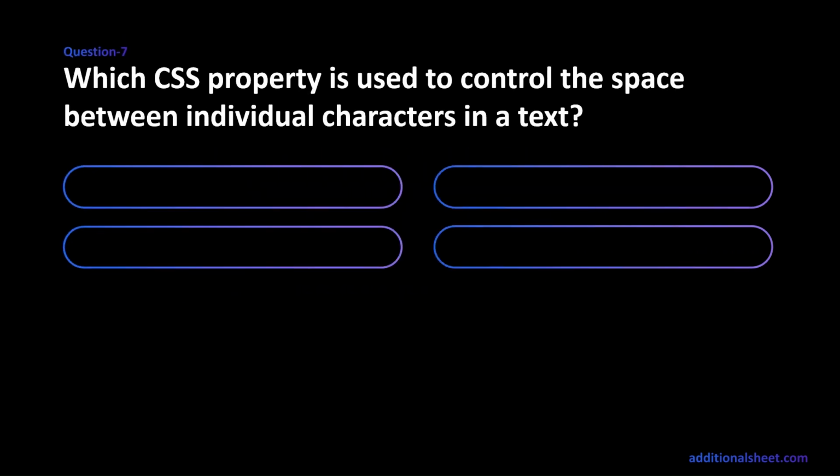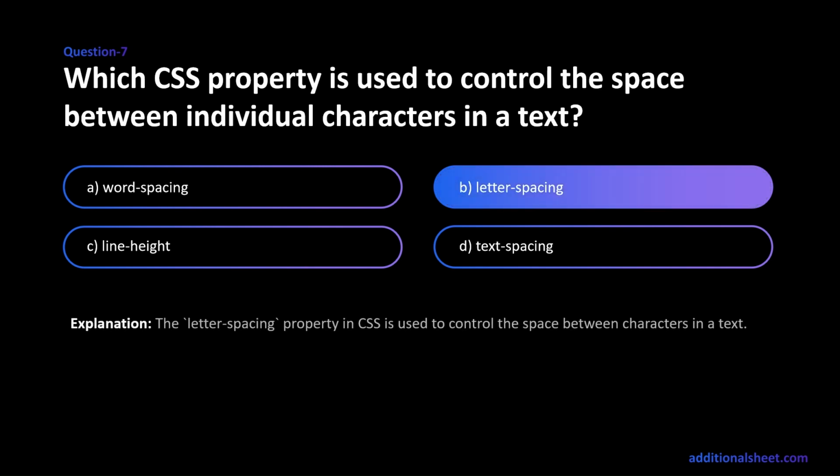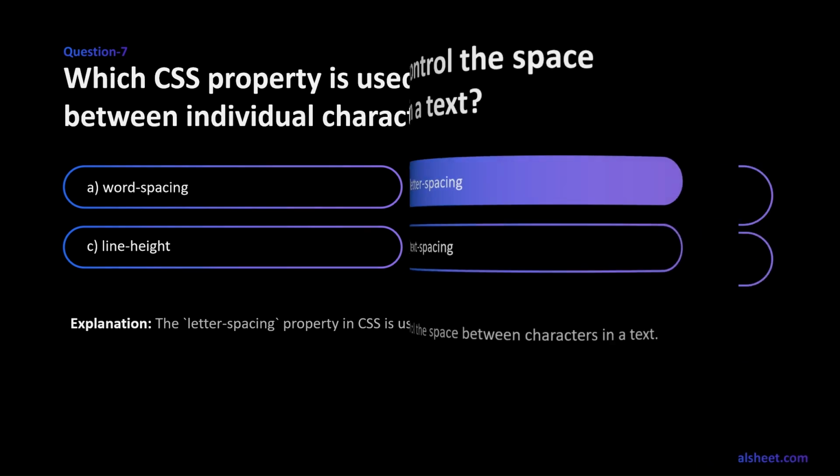Q7. Which CSS property is used to control the space between individual characters in a text? Options are A. Word spacing, B. Letter spacing, C. Line height, D. Text spacing. Correct answer is option B. The letter spacing property in CSS is used to control the space between characters in a text.